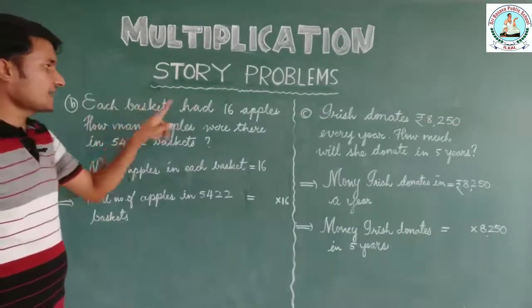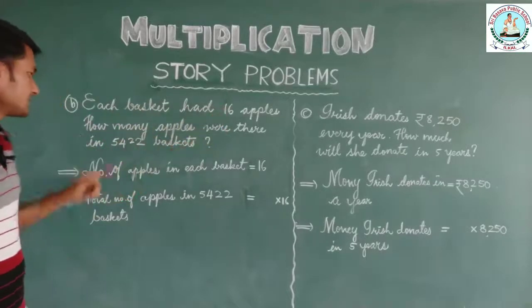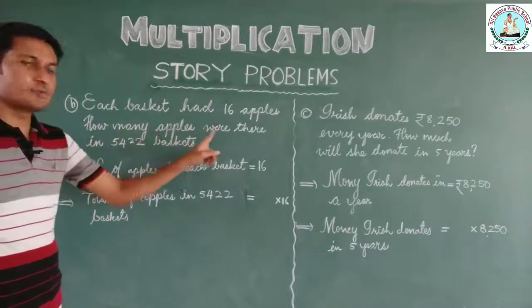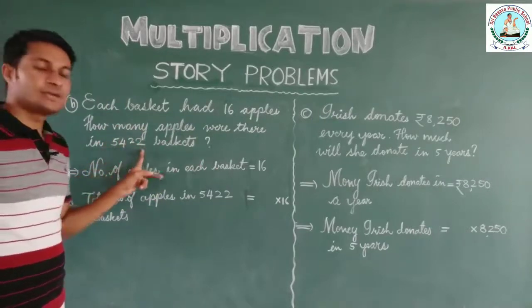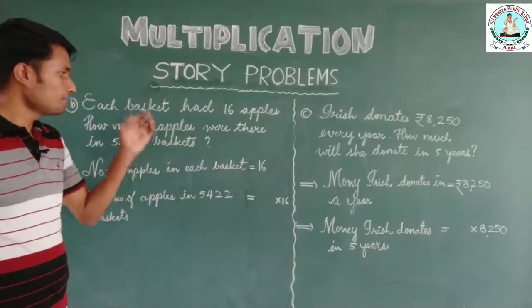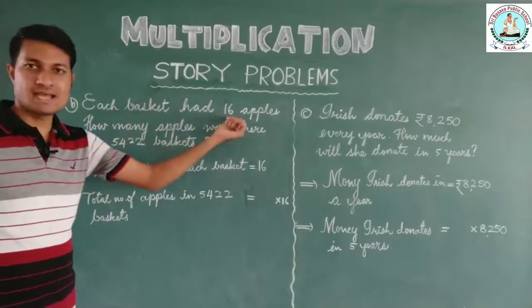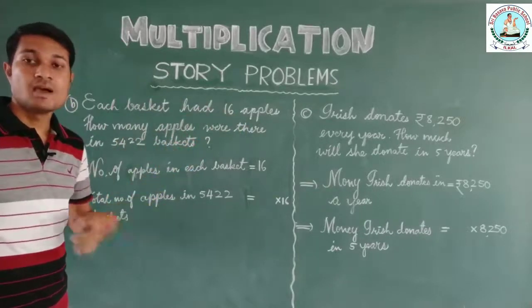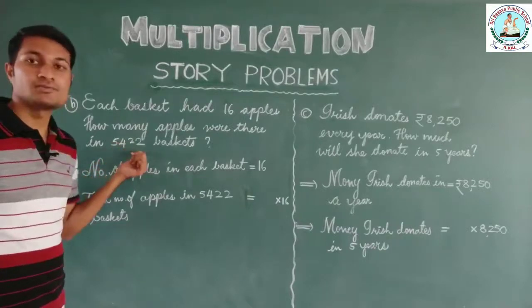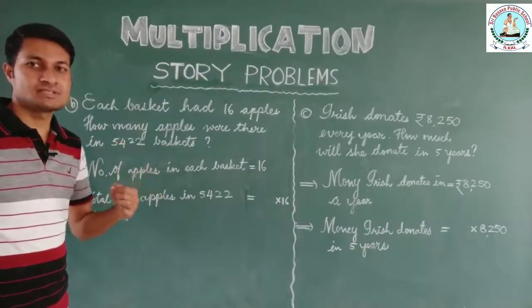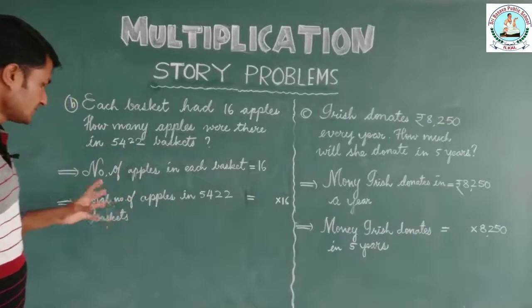Each basket had 16 apples. Then how many apples were there in 5,422 such baskets? See here, in each basket there are 16 apples, and we need to find out how many apples are there in 5,422 such similar baskets.